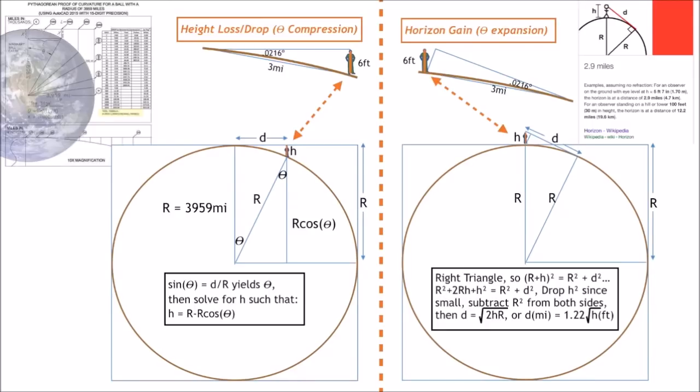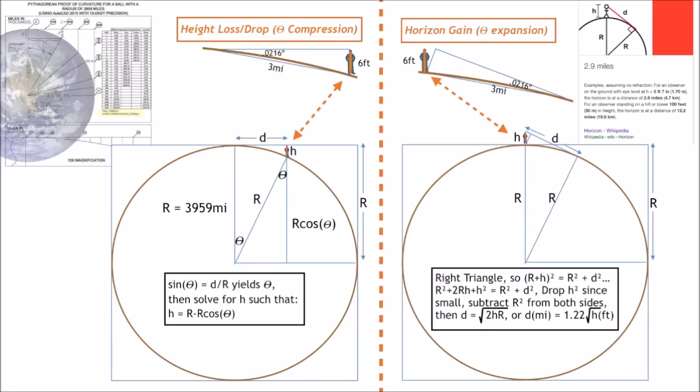You can alternatively get a horizon gain or theta expansion formula pretty simply by just using a right triangle. So in this right triangle example, you're going to have r plus a height of h sitting above the surface of the circle, squared, is going to equal r squared plus d squared. You can see just the edges of the right triangle there. And you can then solve for the distance d.